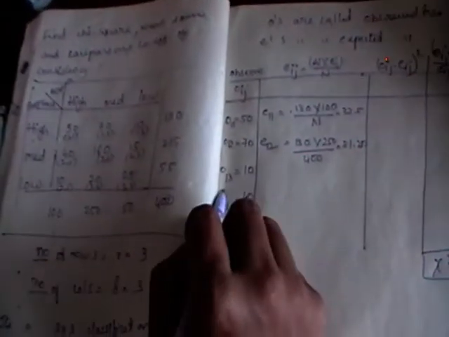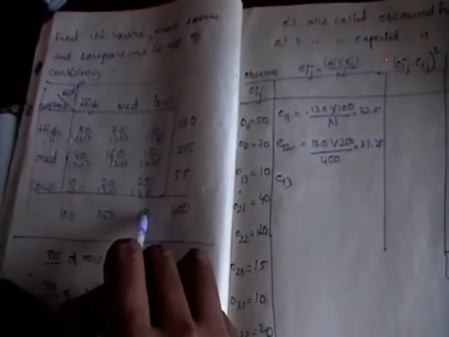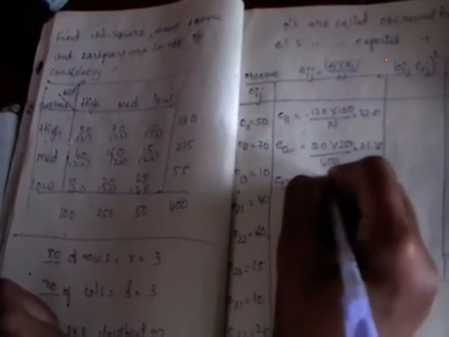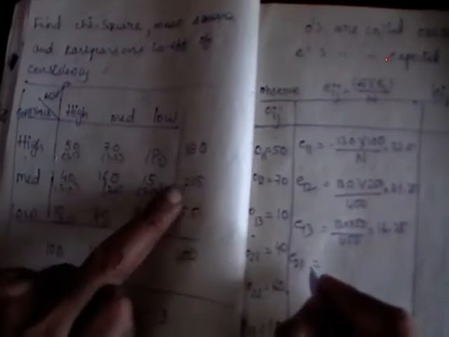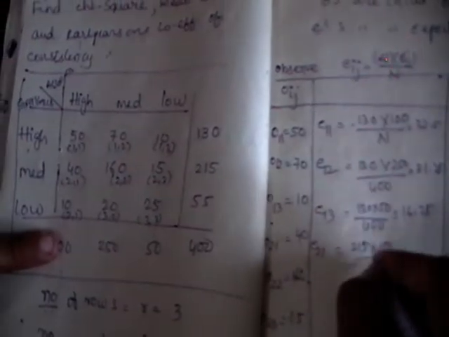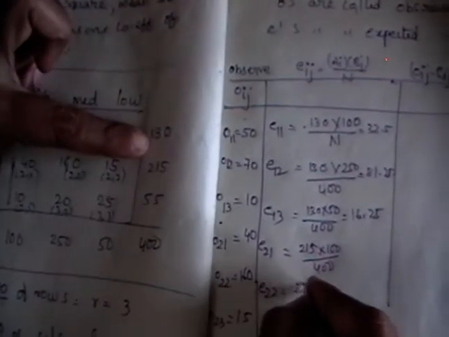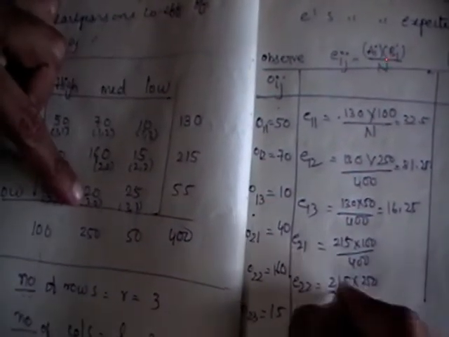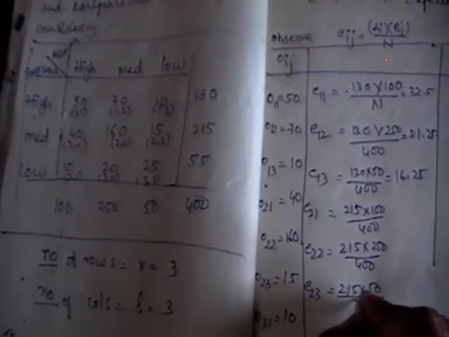Third one is E13. E13 means the corresponding row total and column total, 130 into 50 by 400, which is 16.25. Next one is E21. So second row total 215 into the first column total 100 by 400. E22 is the corresponding row total 215 into 250 by 400. E23 is 215 into 50 by 400.